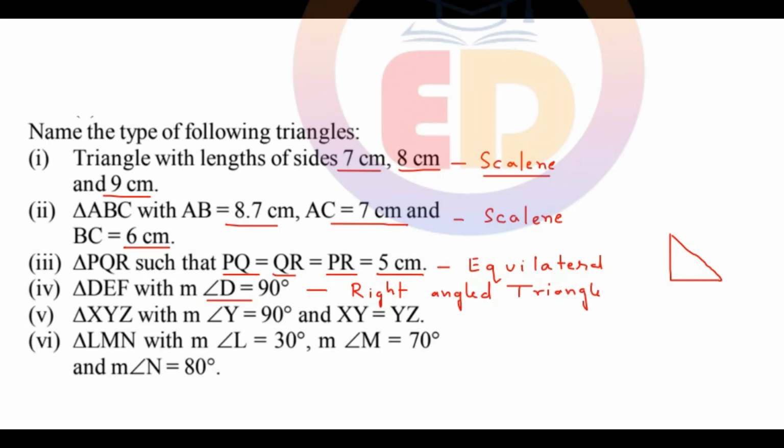Fifth example, in the triangle XYZ, angle Y is 90 and XY and YZ are equal. Let's look here, Y, X and Z. So angle Y is 90, and the other two sides are equal. If the other two sides are equal, it means the other two angles are equal, which can be only 45 and 45. A triangle in which one angle is 90 and the other two angles are equal is called an isosceles right angled triangle.